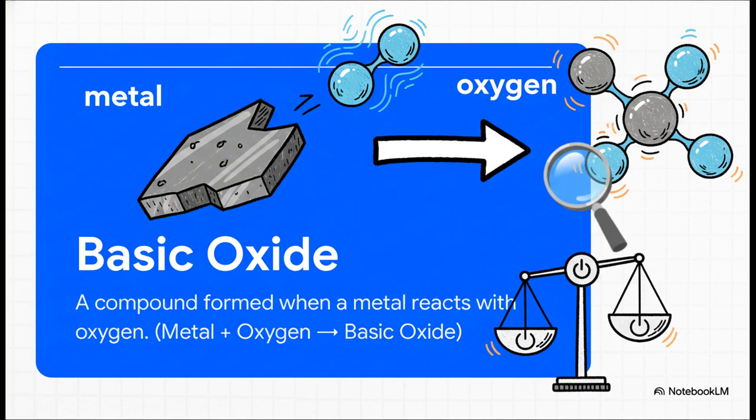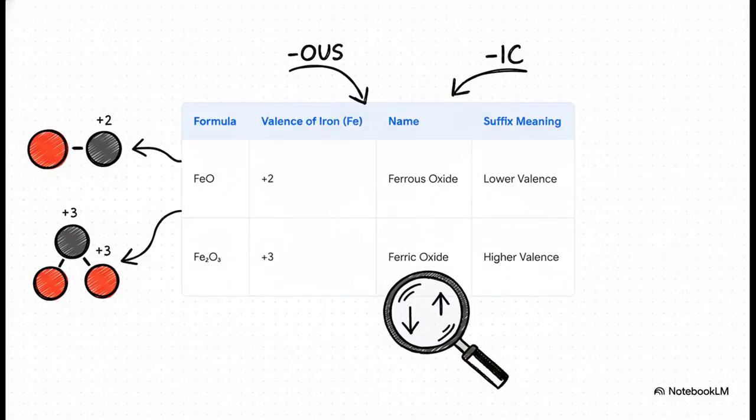But to name it correctly, we need to understand something called valence. It sounds technical, but it's really just a word for an element's bonding power. Think of it like how many hands an atom has to hold on to other atoms. And check this out. This is where we see that whole valence thing in action.